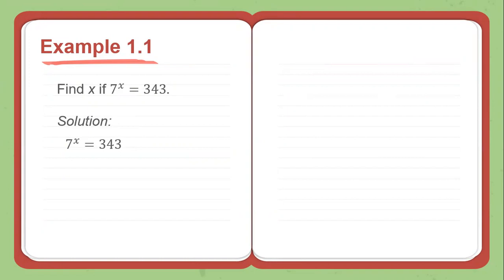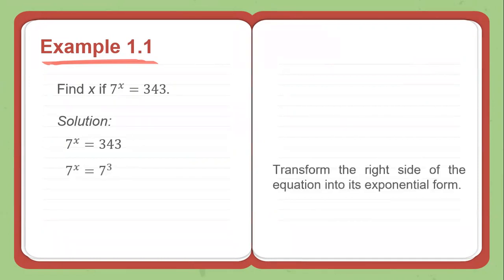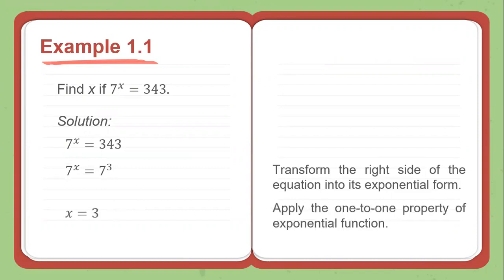Specifically, it is 7 cubed, right? So, since 343 can be transformed into its exponential form, which is 7 raised to 3, we can easily apply the one-to-one property of exponential function, since both sides of the equation are now expressed as the power of the same base, which is 7. From that, we can conclude that x is equal to 3. Therefore, our solution set is the set containing 3.